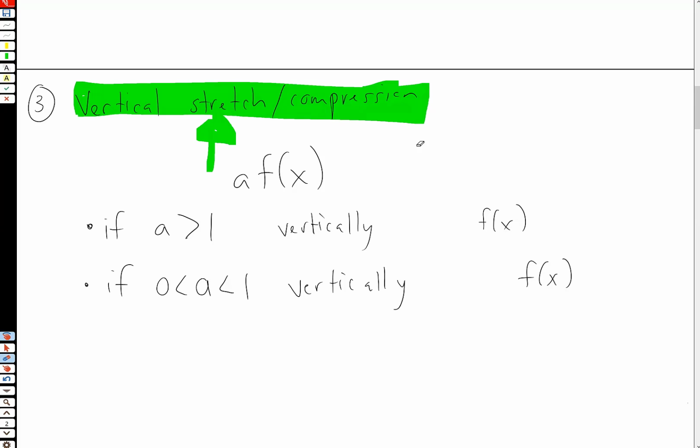Now, the way we do this transformation is we take our function and we multiply it by some constant on the outside. Okay? So if this constant is bigger than 1, this is a vertical stretch. And if this constant is between 0 and 1, so it's like 1/2, 1/3, 1/5, we vertically compress f of x. Okay. So let's see this in action.